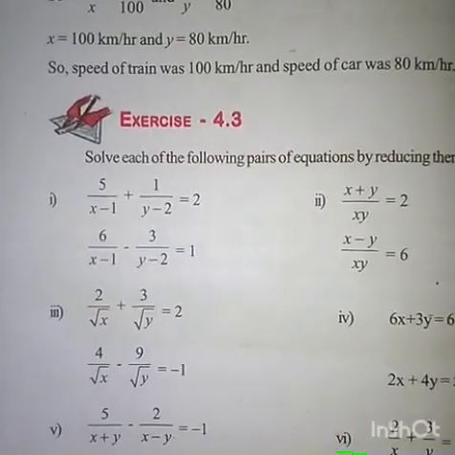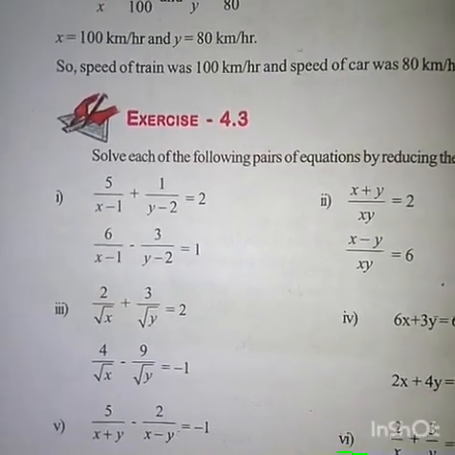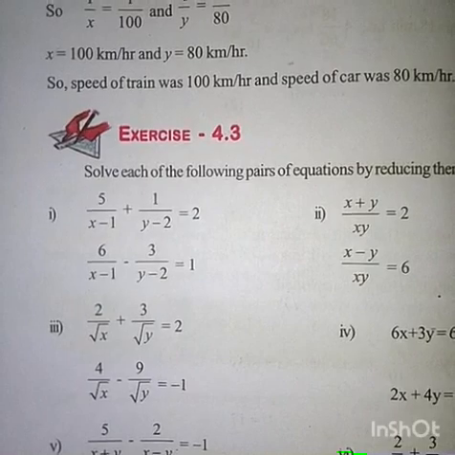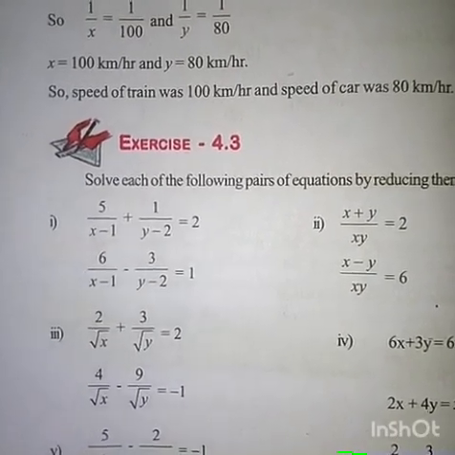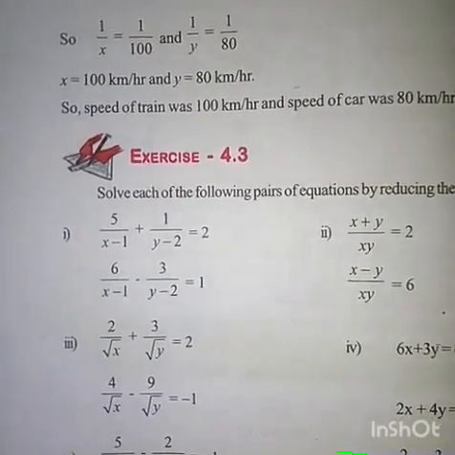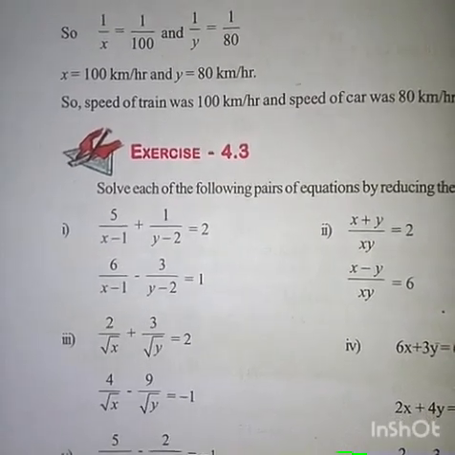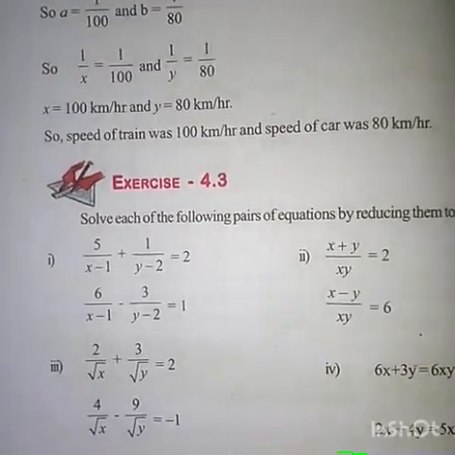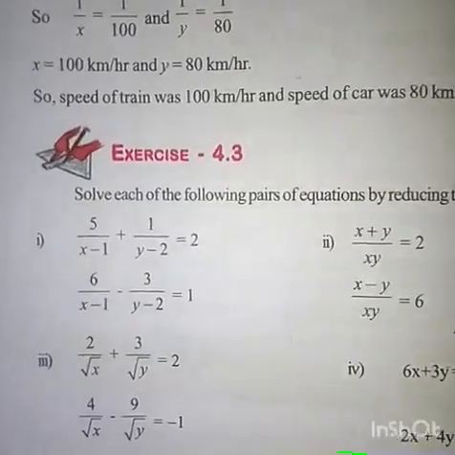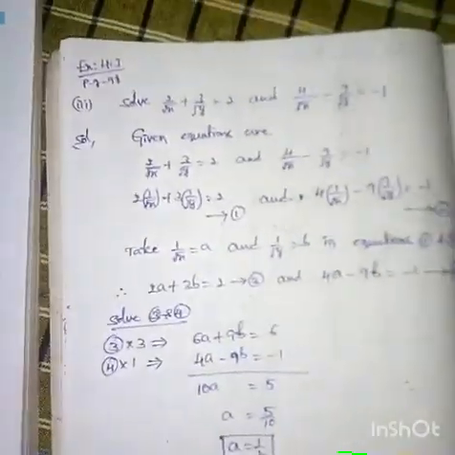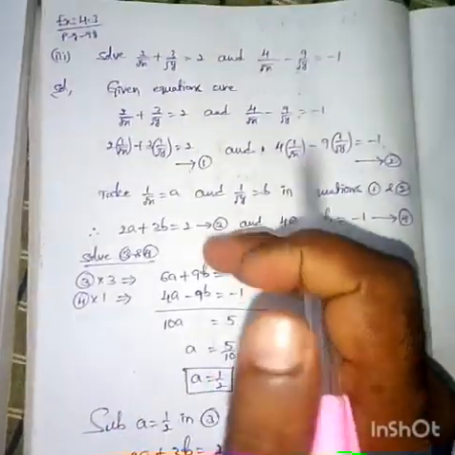Now coming to the third problem. Here the third problem is 2 by root x plus 3 by root y equal to 2 and 4 by root x minus 9 by root y equal to minus 1. Okay students, here we are going to solve this problem by using the method reducing to a pair of linear equations. Let's watch the solution here.